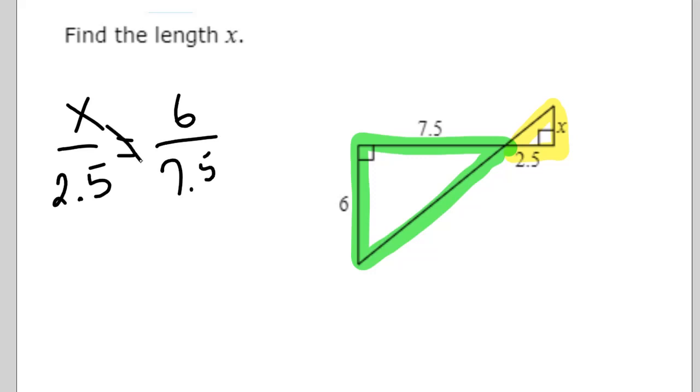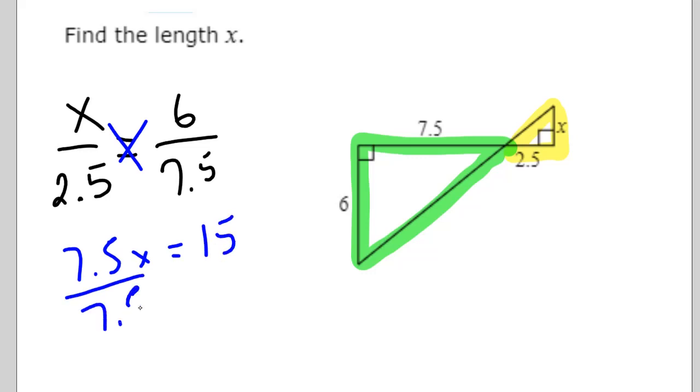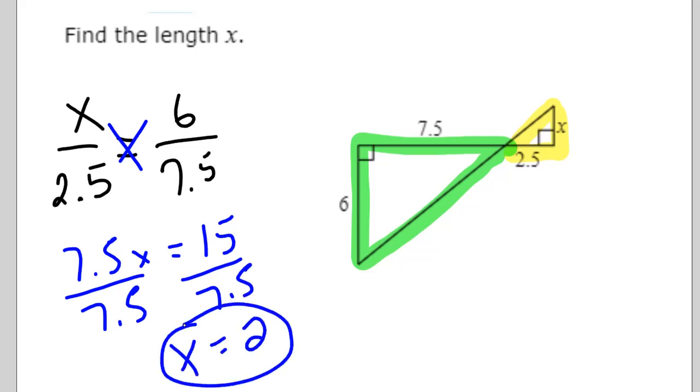Now we're going to cross multiply. So I've got 7.5x equals 15. Then we're going to divide by 7.5. So x equals 2. And that's the answer.